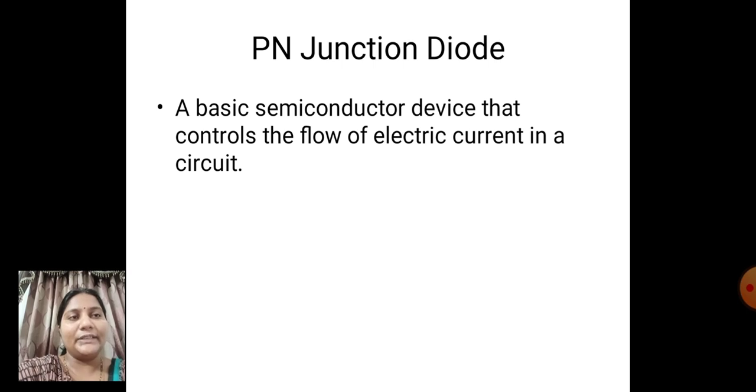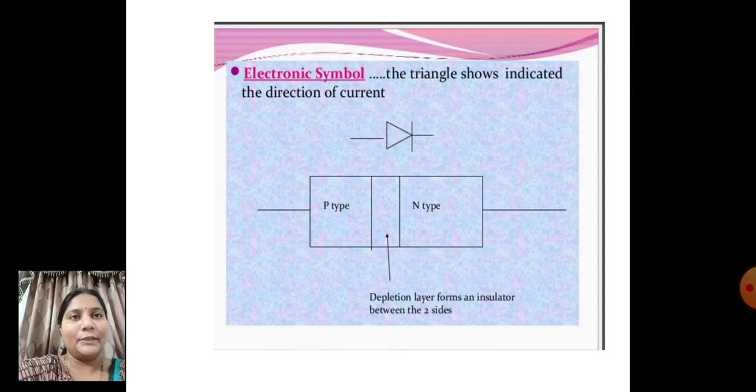Simple. It is very simple. Now, coming to the electronic symbol of p-n junction diode. We already discussed it. In the electronic symbol, we are having an arrow mark and one straight line. This arrow mark shows the direction of current and this straight line indicates the depletion layer.